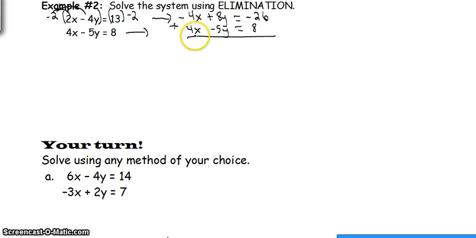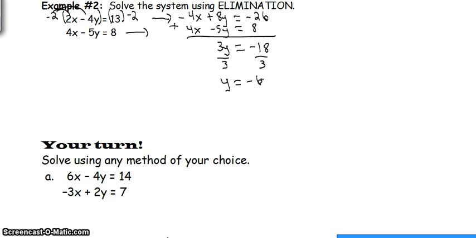So negative 4x plus 4x is 0x, and I don't have to write that, so they drop out. 8y plus negative 5y is 3y. Negative 26 plus 8 is negative 18. Be careful with your signs when you're doing these problems. You're welcome to use your calculator. Now, I'm going to solve for y by dividing by 3. And so y equals negative 6.